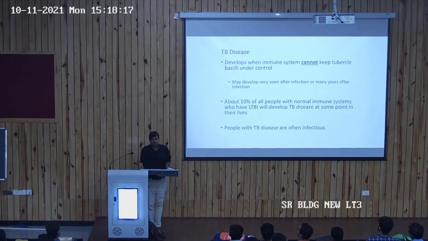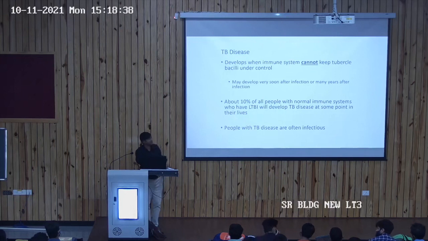TB infection becomes TB disease when the immune system cannot keep tubercle bacilli under control. It may develop very soon after infection, or many years after the infection. It all depends upon the person's immunity. About 10% of all people with a normal immune system who have LTBI will develop tuberculosis disease at some point in their lives. People with TB disease are often infectious.